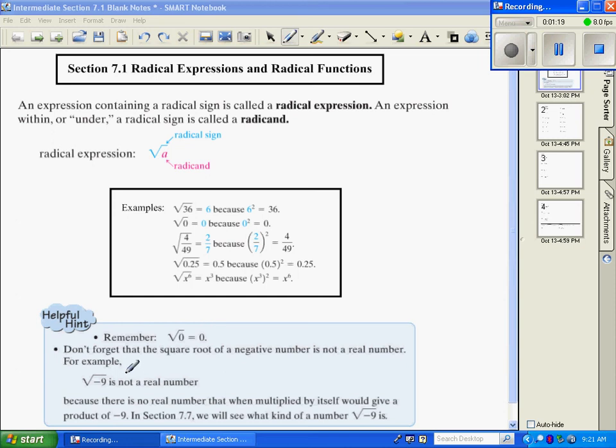And the next thing is that the square root of negative 9 is not a real number because there is no real number that when multiplied by itself would give you a product of negative 9. Now these have a special kind of value, and we'll learn about those more in section 7.7. And so now we're going to look at a few examples.